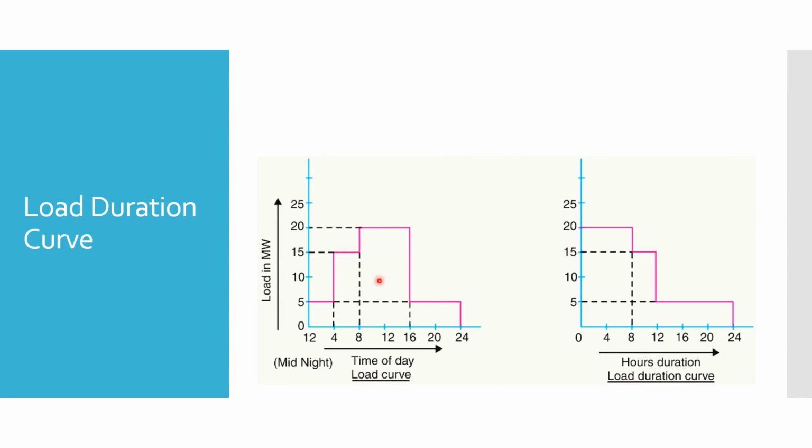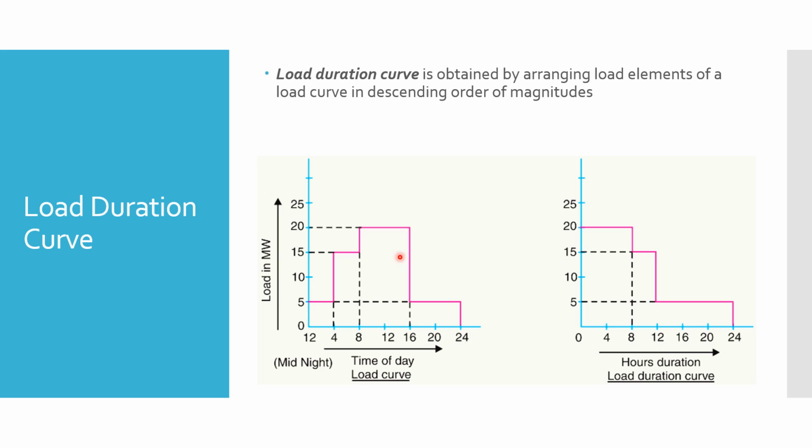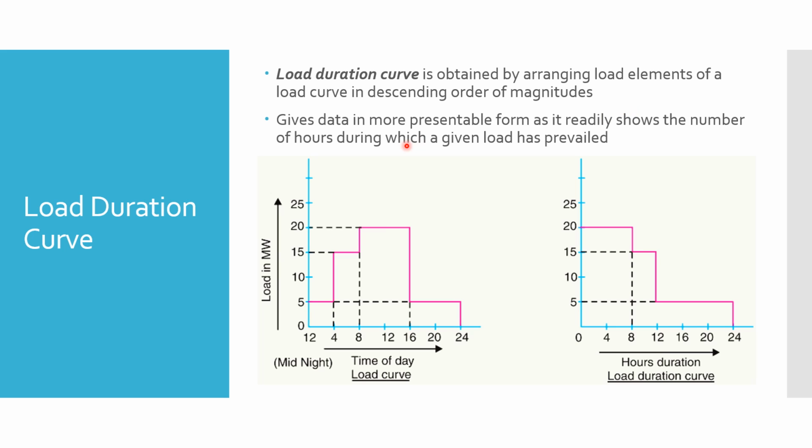Now we move on to the load duration curve. A load duration curve is obtained by arranging load elements of a load curve in descending order of magnitudes. It gives data in a more presentable form, as it readily shows the number of hours for which a given load has prevailed. Let's say this is the load curve, which shows at what time what load was present on the power station.